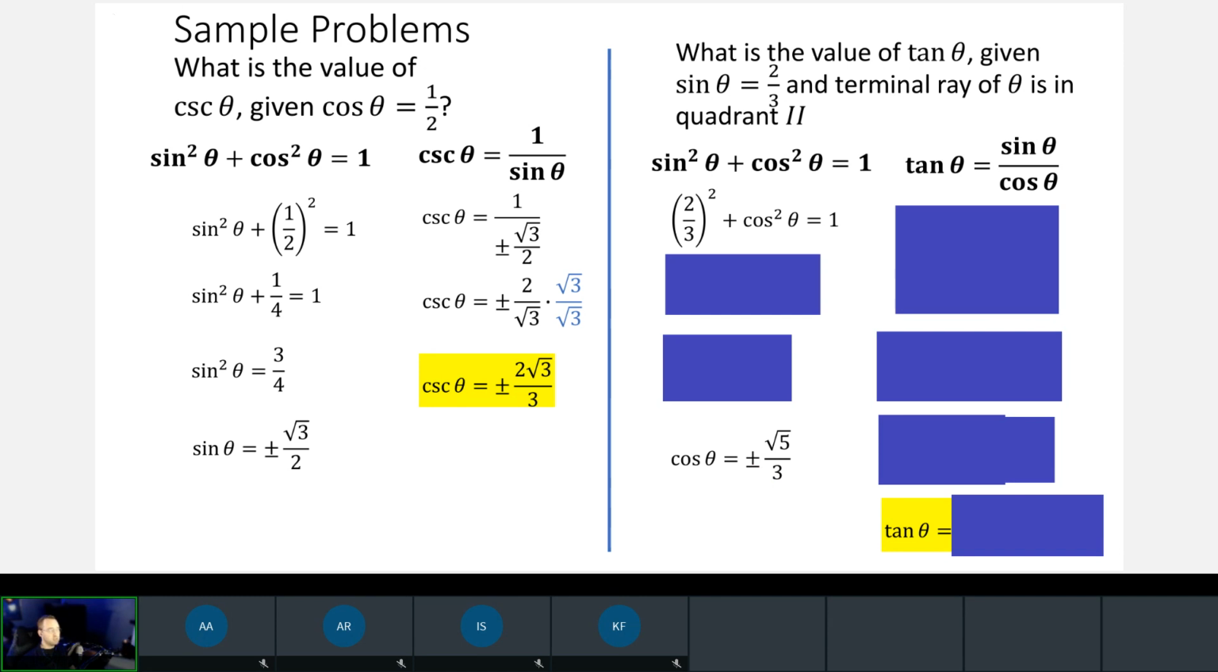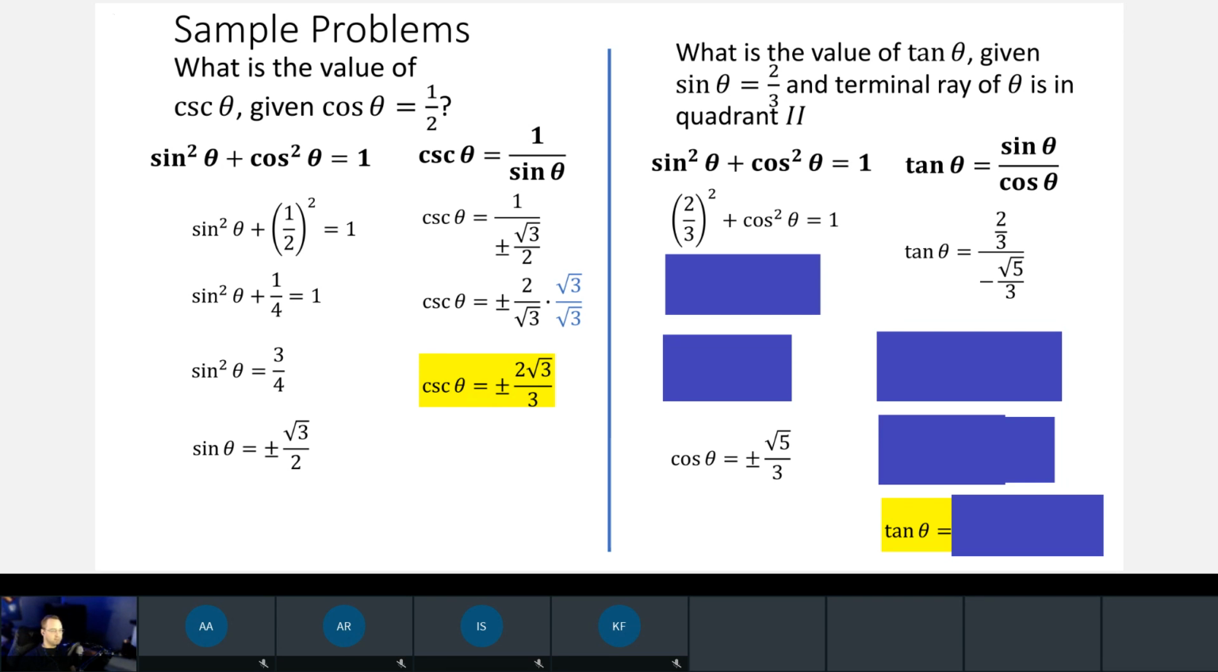So we know what sine is, we know what cosine is. We're going to go ahead and plug it in. Well, that's funny. Never mind. All right. It's not funny. Math is serious, guys. All right. Sine is 2/3, and cosine is negative radical 5 over 3.